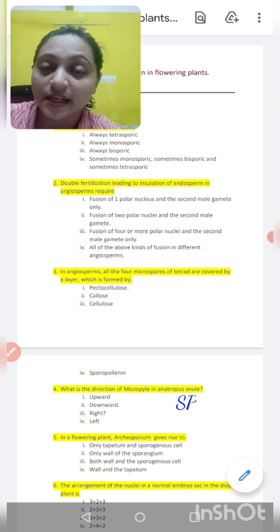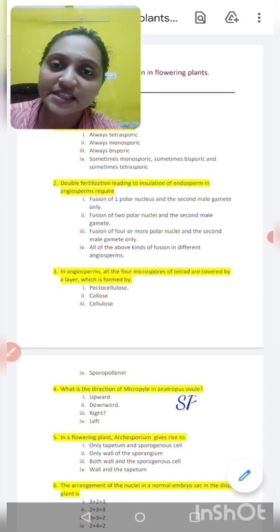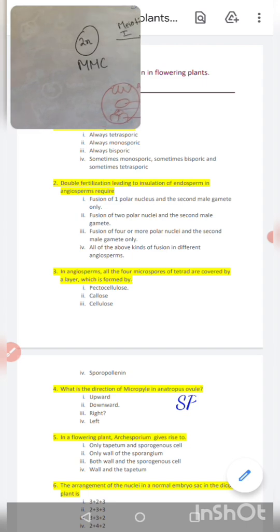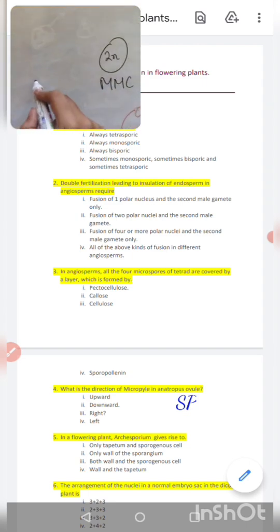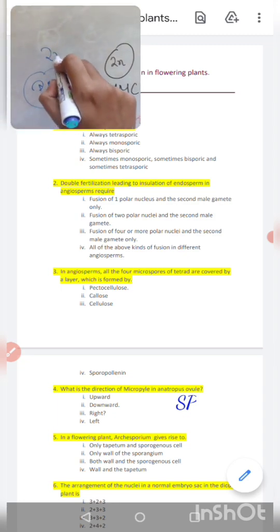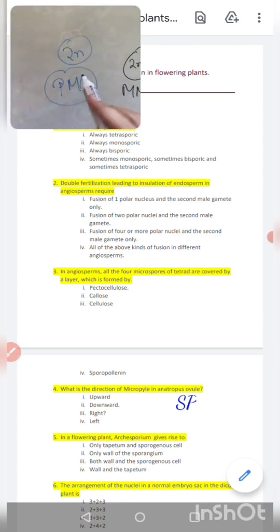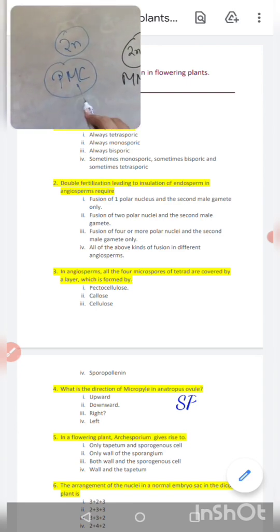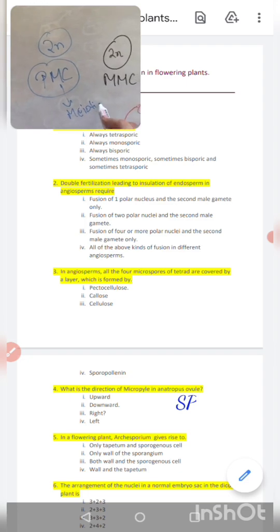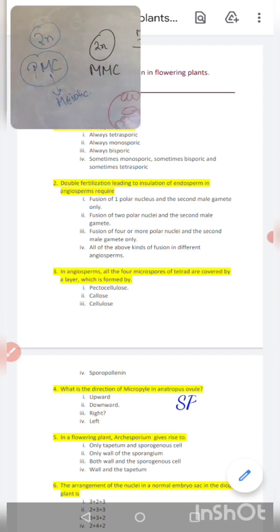Then comes the callose, student. Callose is present in the pollen mother cell. Student, you all know that the pollen mother cell is just like the MMC, that is the megaspore mother cell. The pollen mother cell also has a ploidy level of diploid, 2n. It undergoes meiotic division, that is the reductional division, and forms the microspores.